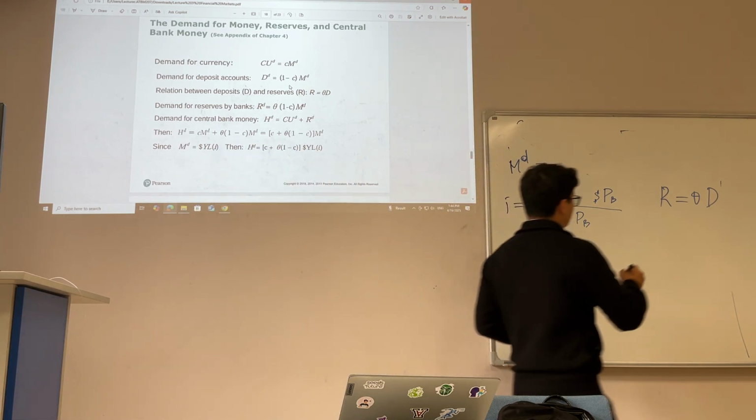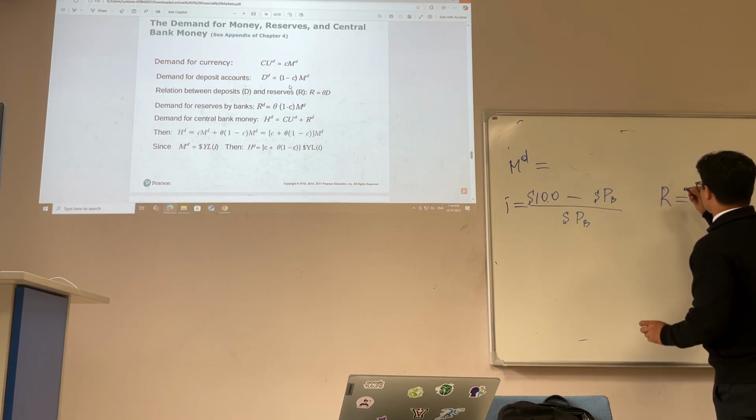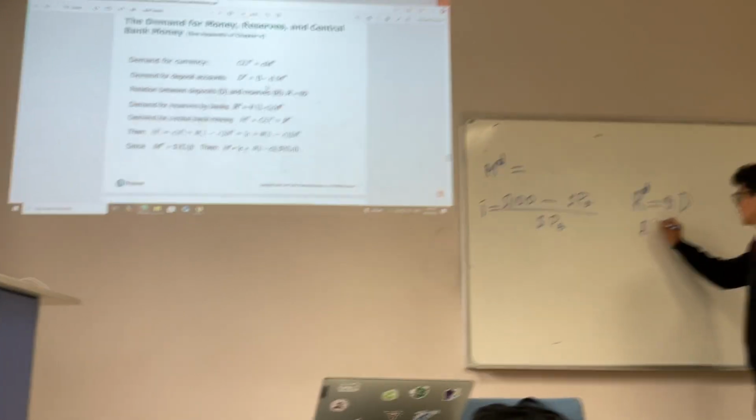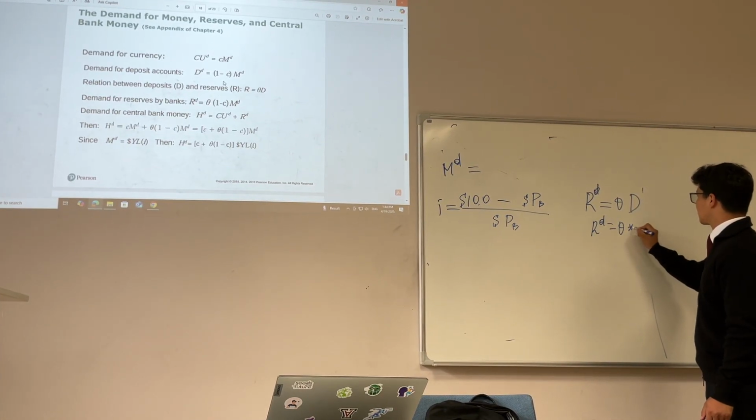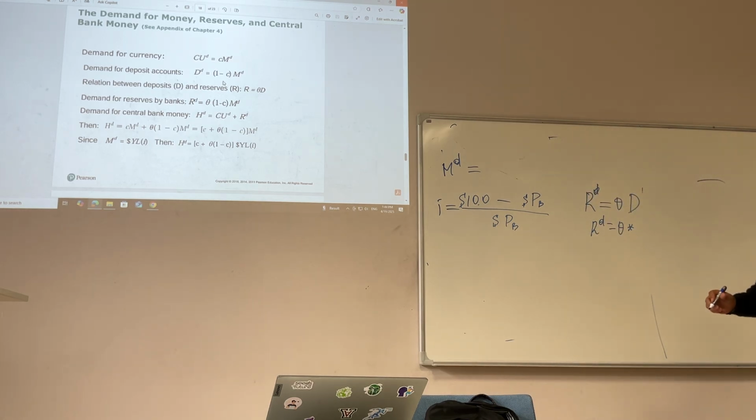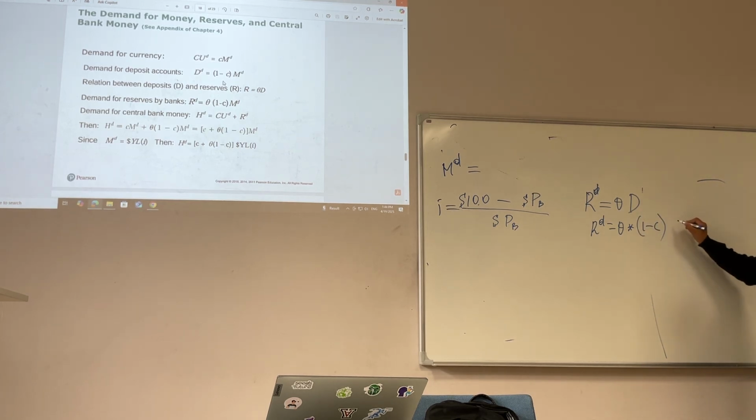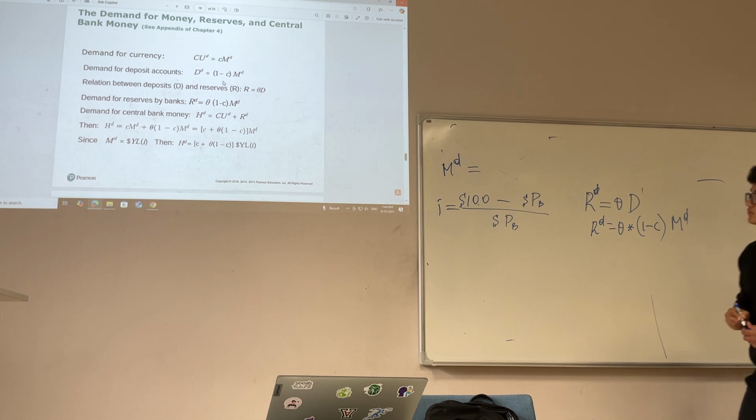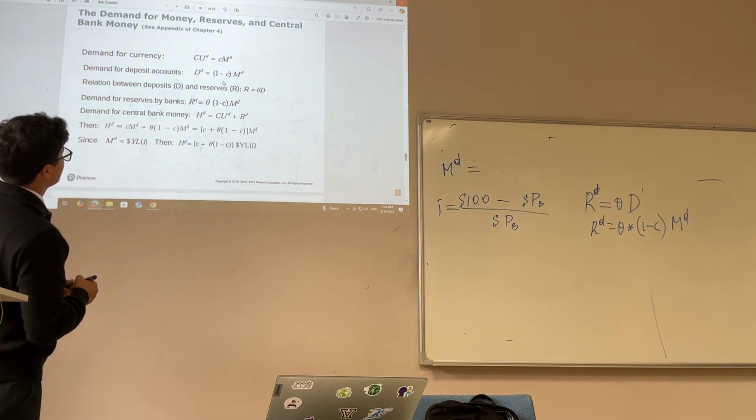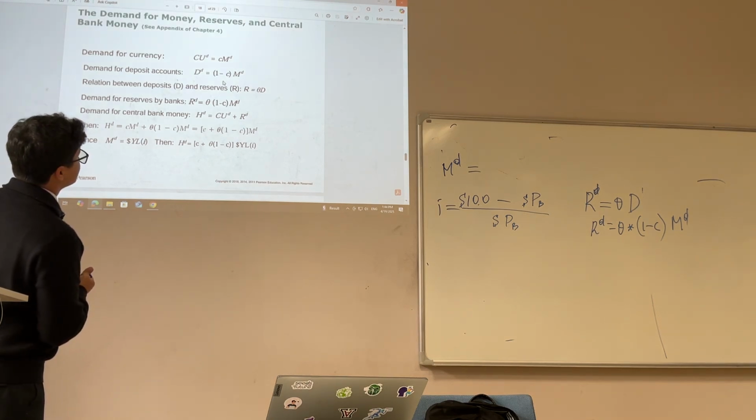So, demand, that's demand from the reserves. So RD equals theta multiplied by what was our DD, demand for deposit accounts, 1 minus C multiplied by MD. What is small c? Where's small c? Like 1 minus C multiplied by MD.